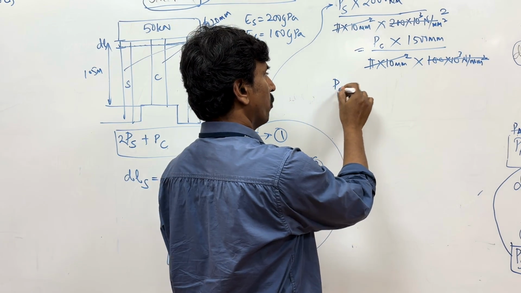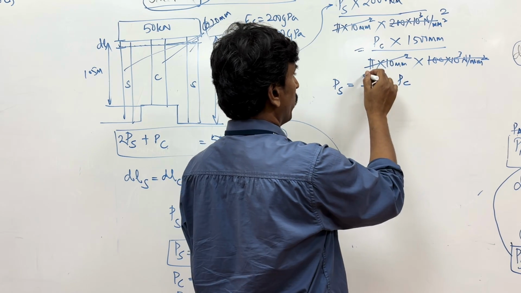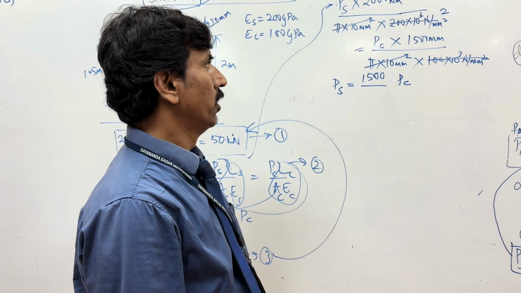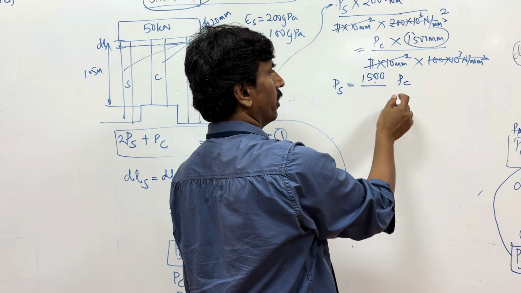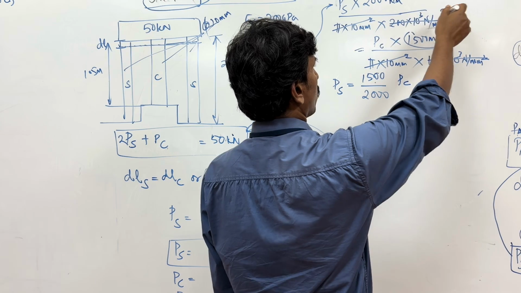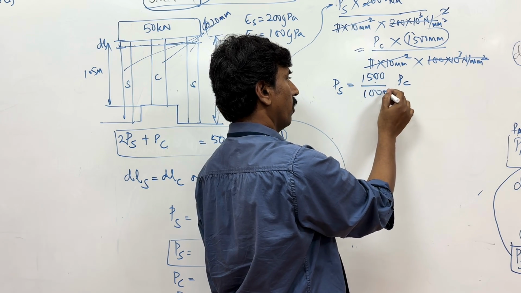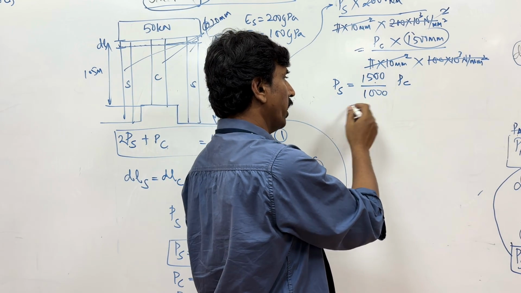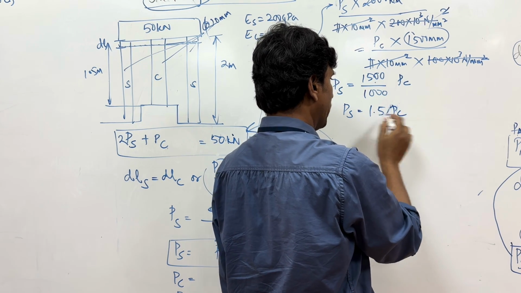So PS is equal to PC into 1500 mm. Forget about the units now because we have taken care of the units. The 1500 which was here, let us put this back, and then divide by 2000. I can cancel this, and make it 1000. So as I said, it almost came to 1.5 itself. So the load taken by steel is 1.5 of PC.